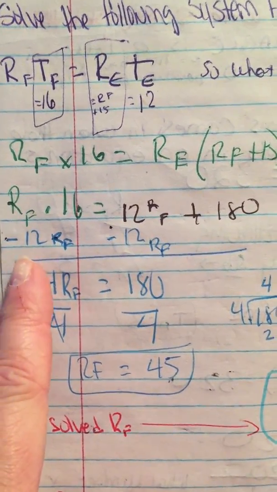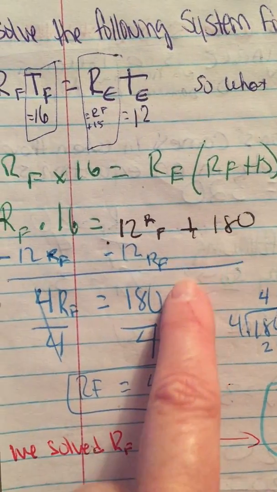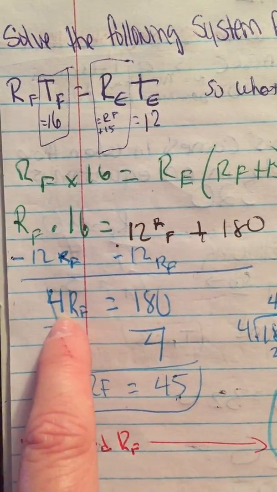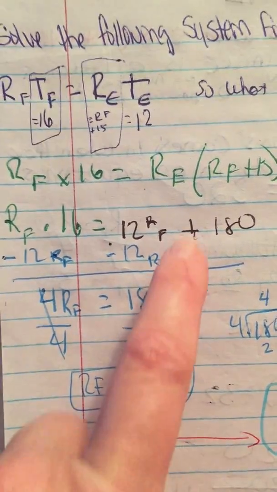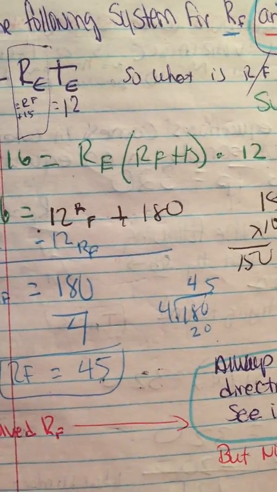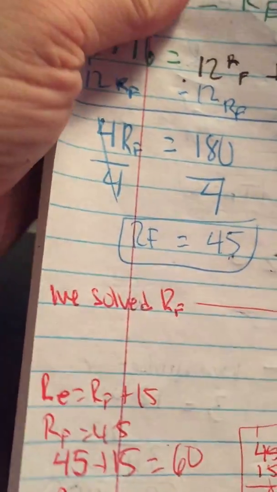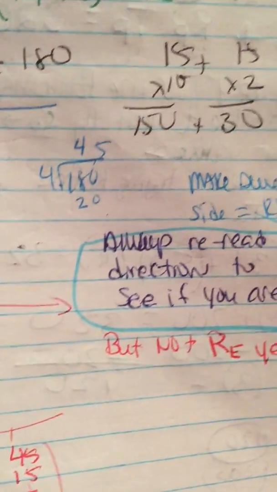Now we can solve. Subtract 12 RF from both sides and we get 4 RF equals 180, because this cancels. And then we end up dividing by 4 on both sides, and we get 45. So RF equals 45. But are we done? We solved for RF. Are we done?